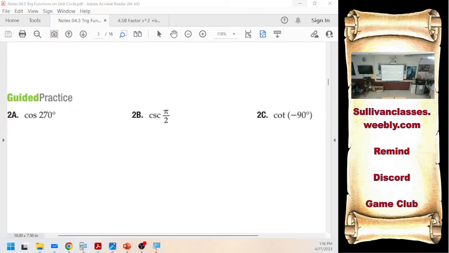Wait. Yeah. 4 pi, you go around twice, so it ends up at 0 still. What? Do I have to draw this thing around twice?